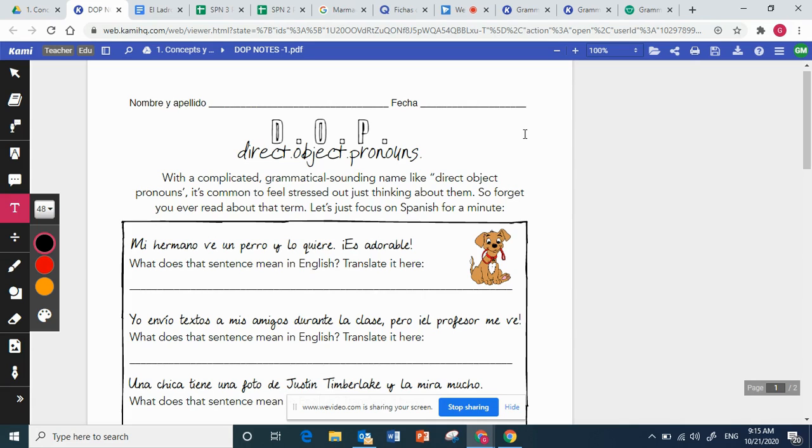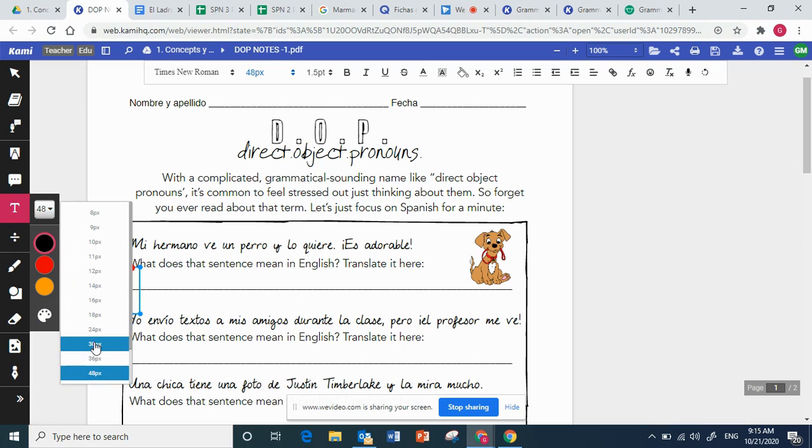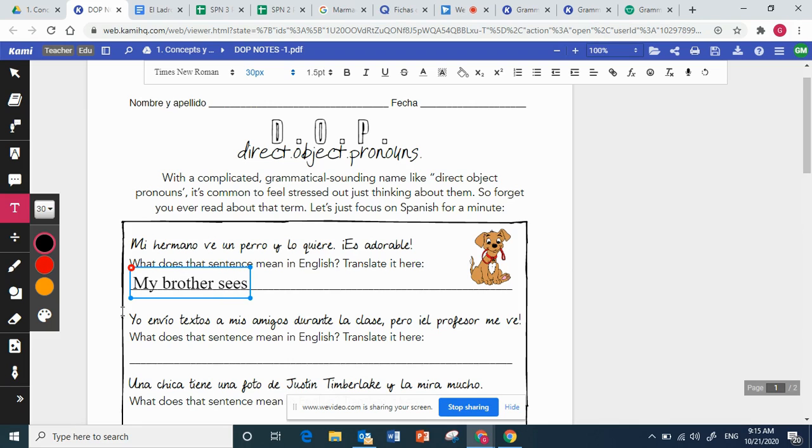But direct object pronouns are not too bad. Let's look at some examples so I can try to explain what they are. If I read this sentence, "Mi hermano ve un perro y lo quiere. Es adorable." If I were to translate that word for word, and I'm going to lower my font size just a smidgen: My brother sees a dog and he wants it.